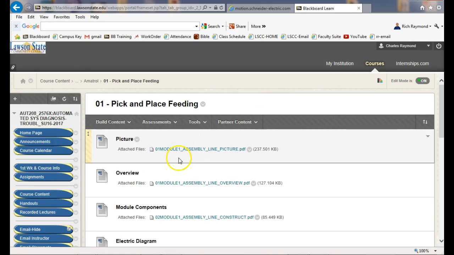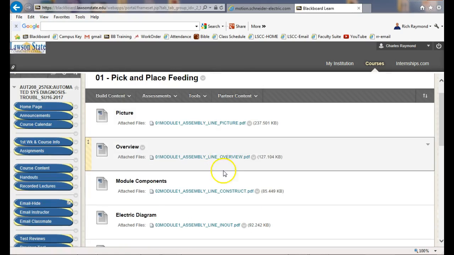And what we have inside here, these are the whole documents for the thing. So we start off with an overview of what the thing's supposed to do.